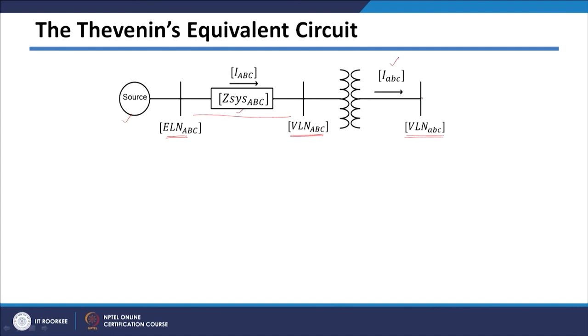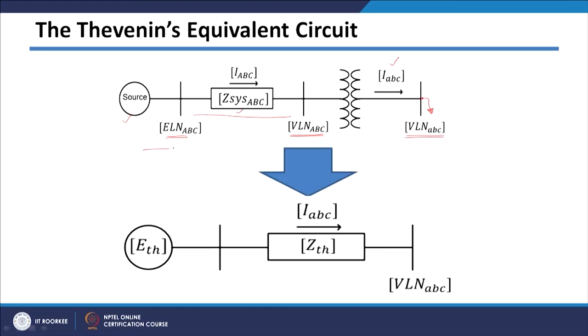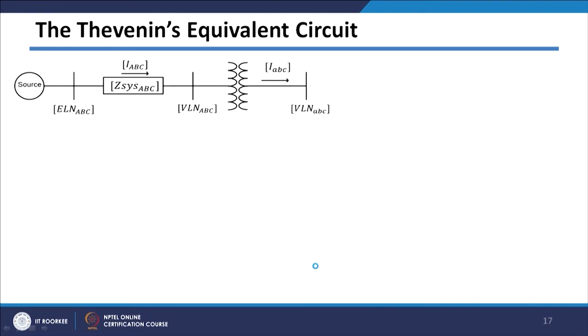Let us say a fault has occurred at this point and we need to get the Thevenin's equivalent circuit till this point. We want to convert this whole circuit into just a Thevenin's equivalent source and Thevenin's equivalent impedance. So, let us see how we can get this impedance here.